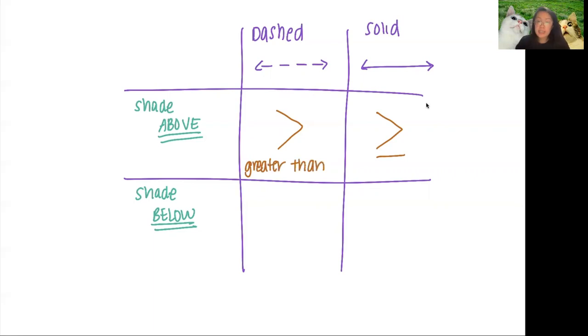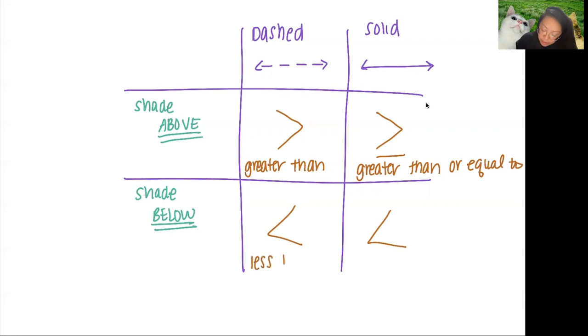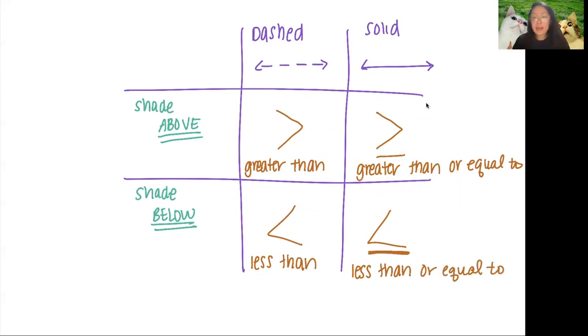So this one, that's a dashed line and shaded above, is greater than. And then this one, which is a solid line and shaded above, is greater than or equal to. All right, so then our shade below lines are both going to be less than symbols, and the one that's going to be solid is going to be a less than or equal to symbol. All right, let's go ahead and apply this to some of our problems.